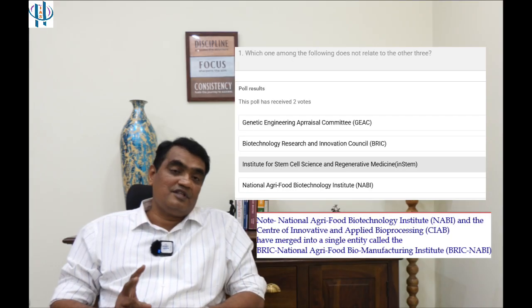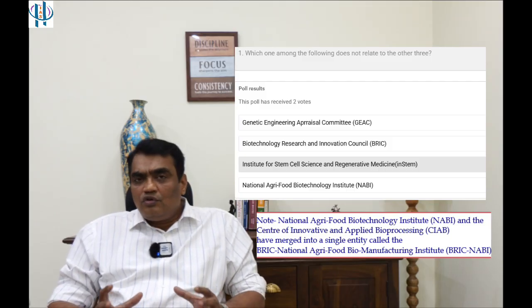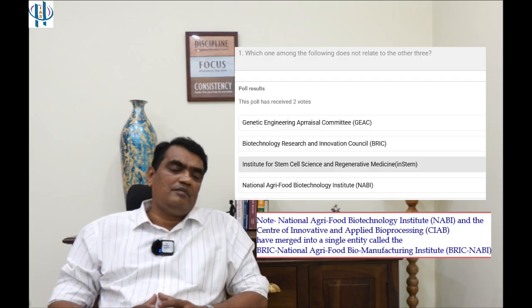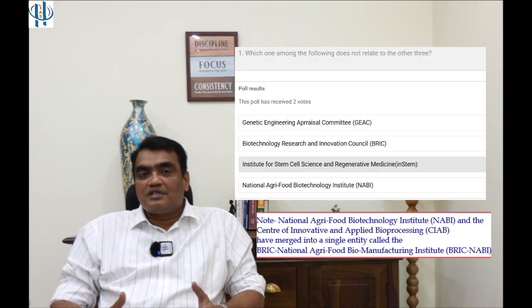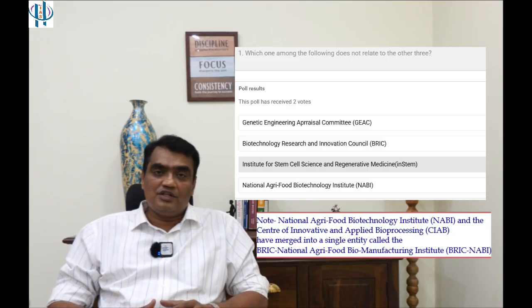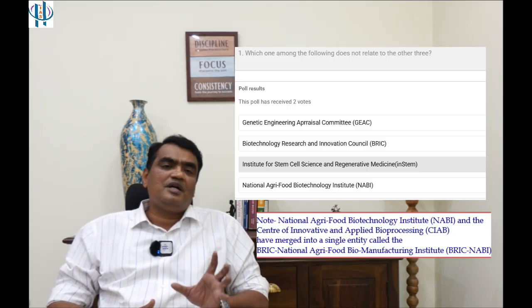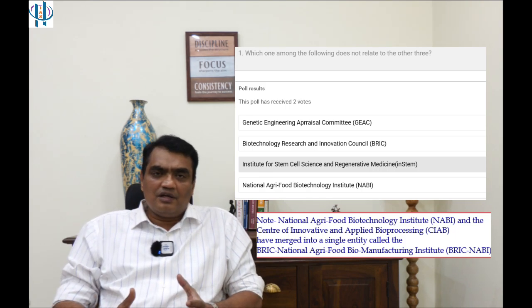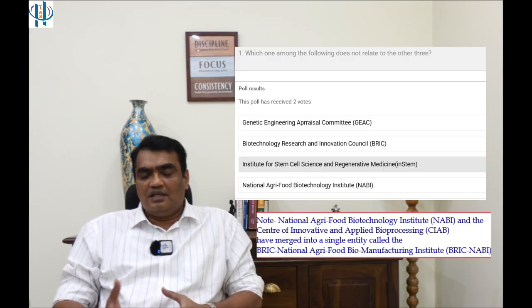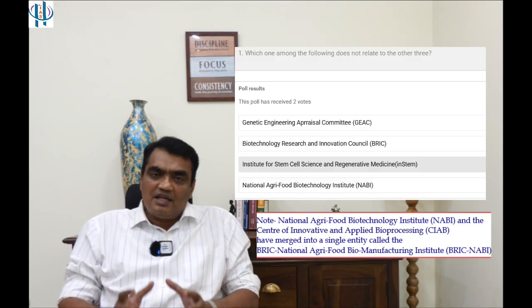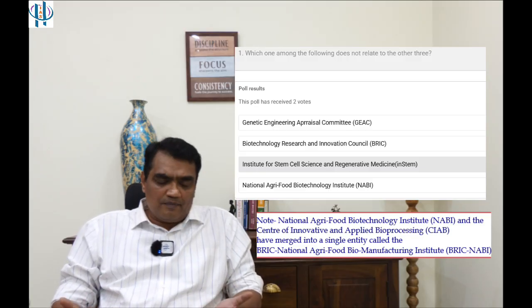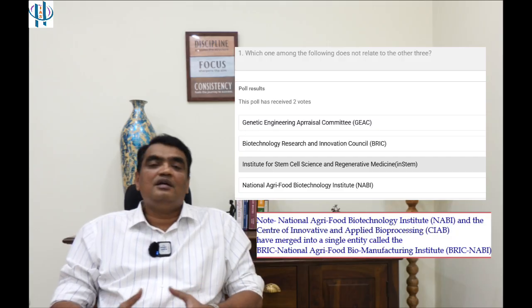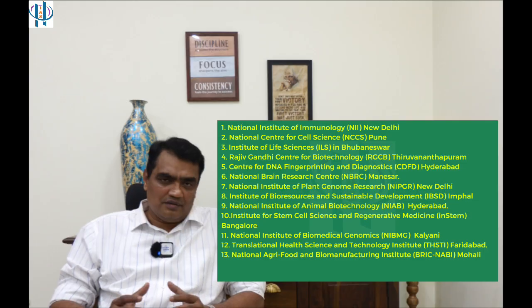So first of all, I start with the second option, BRIC. Now, you know the Department of Biotechnology. This Department of Biotechnology was really advised by the Department of Expenditure, Ministry of Finance. That department suggested that DBT rationalize in such a way that all its autonomous institutions, like 13 autonomous institutes, be brought under a single autonomous body, like an autonomous society. Accordingly, this Biotechnology Research and Innovation Council was established, and 13 autonomous institutes were brought under BRIC.